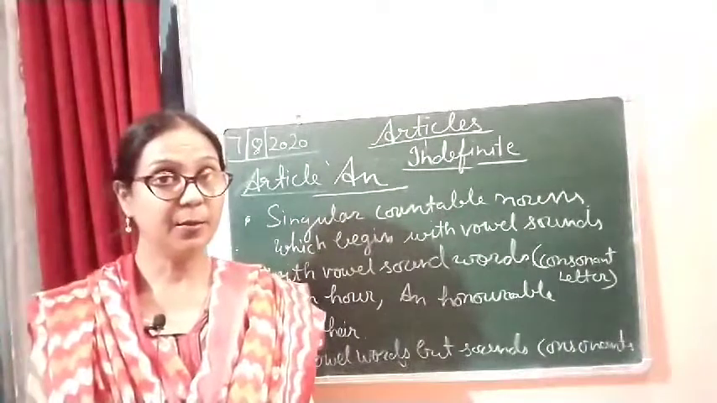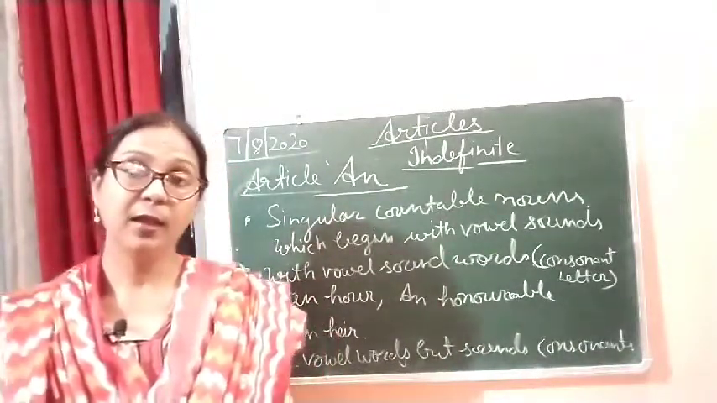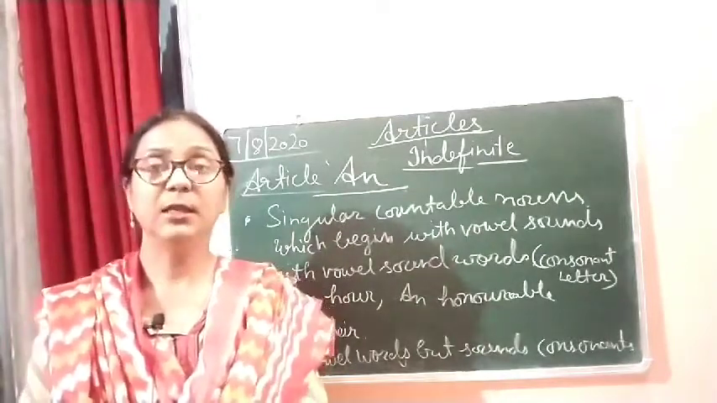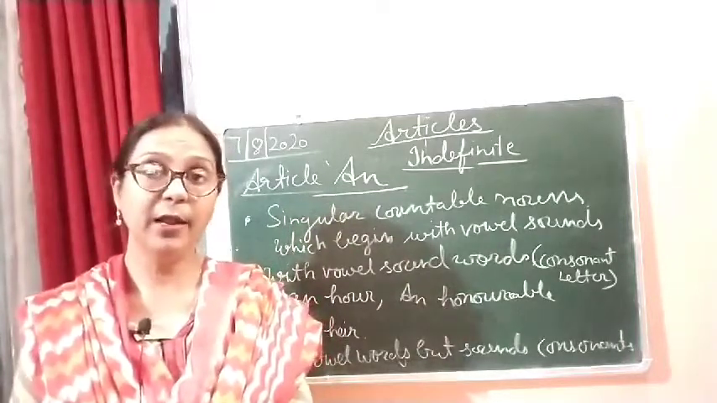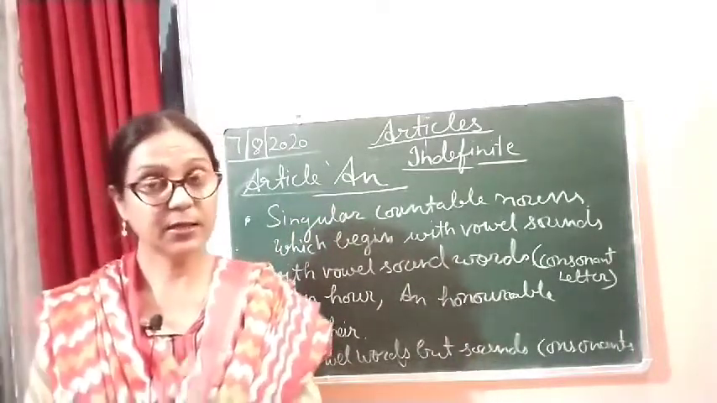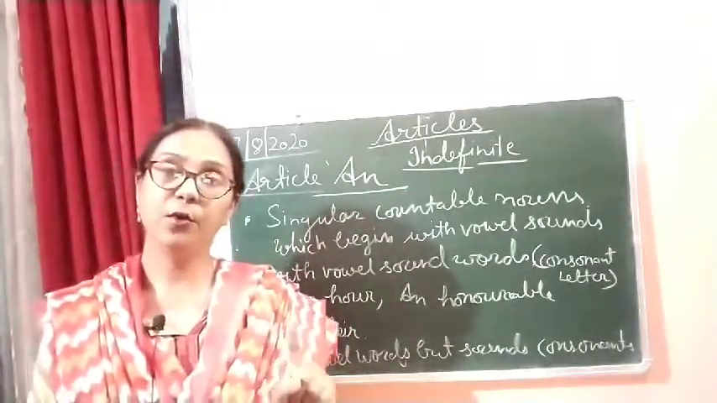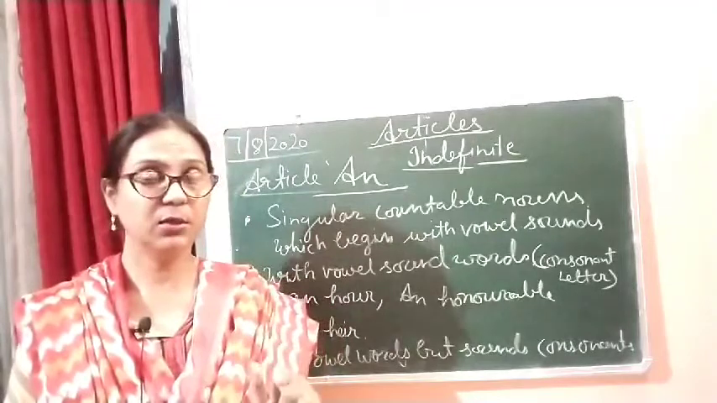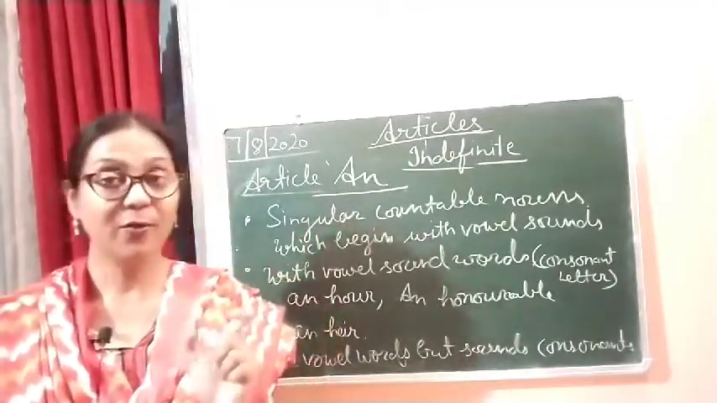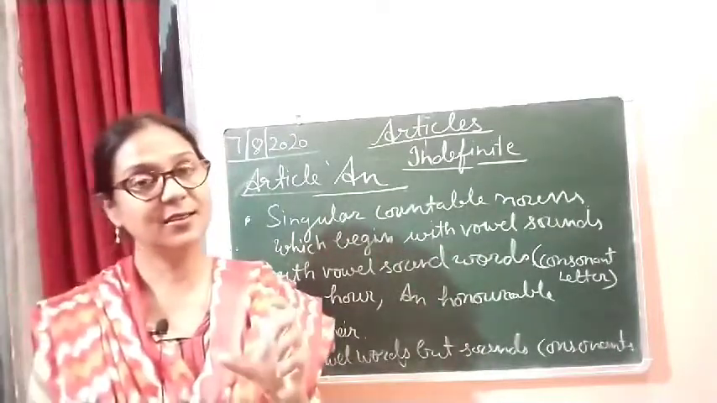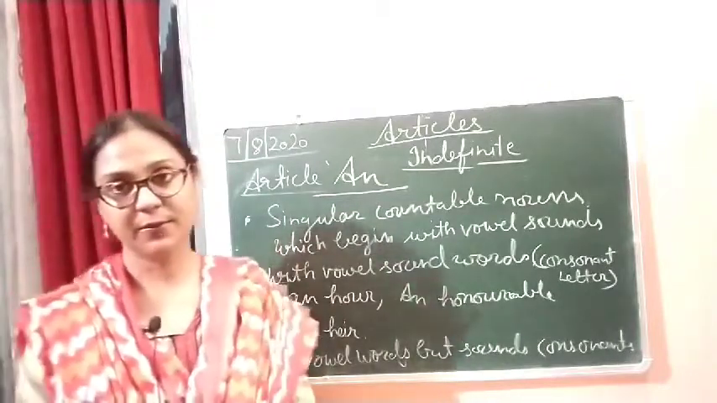For example, an umbrella, an owl, an urn, an apple. These all have a vowel sound and start with vowel letters too. So the first thing we always keep in mind: "an" is used before singular countable nouns that start with a vowel letter or vowel alphabet. If the word starts with a vowel letter, then we use "an" there.